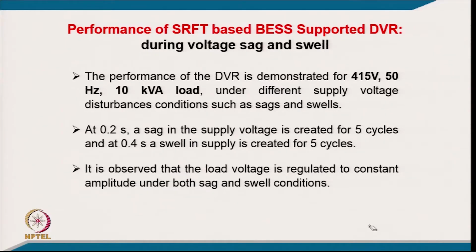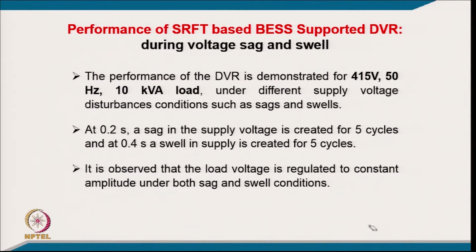Today we would like to discuss the modeling, simulation and performance of the dynamic voltage restorer. The performance of the synchronous rotating frame, batch supported DVR, we would like to discuss first during voltage sag and swell. The performance of the DVR is demonstrated here for a 415 volt, 50 Hz, 10 kVA load under different supply voltage disturbance conditions such as voltage sag and voltage swell. Of course, we will discuss in the time domain.